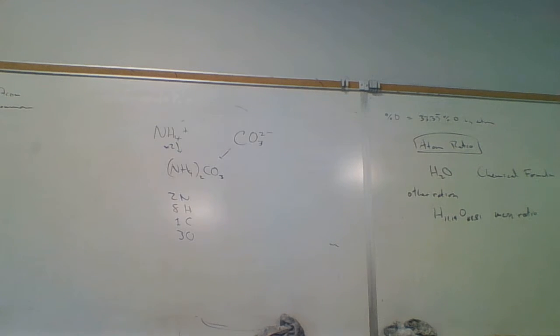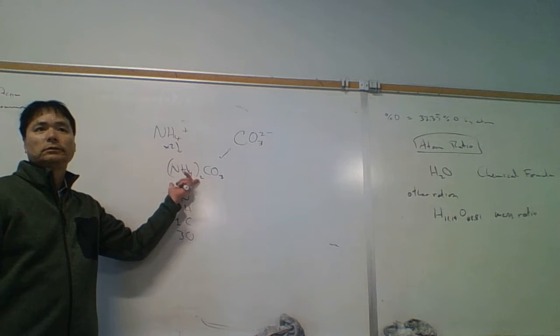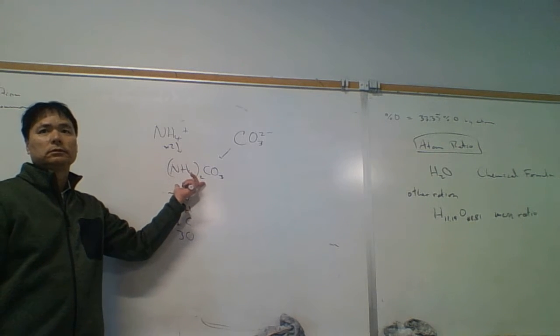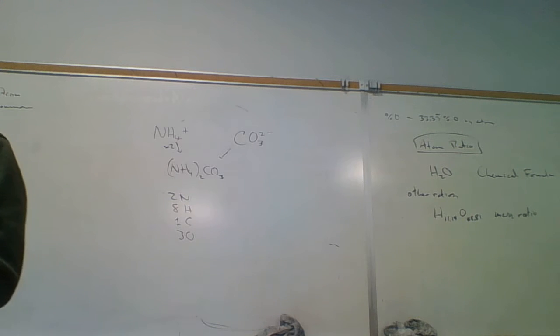Would you call this a molecule of ammonium carbonate? Ionic compounds don't form molecules. Ionic compounds form, say, lattices. Molecular compounds form molecules. So what's the difference? Well, the structure is different. If we look at the ammonium carbonate crystal structure, you can see how things are arranged in the lattice.